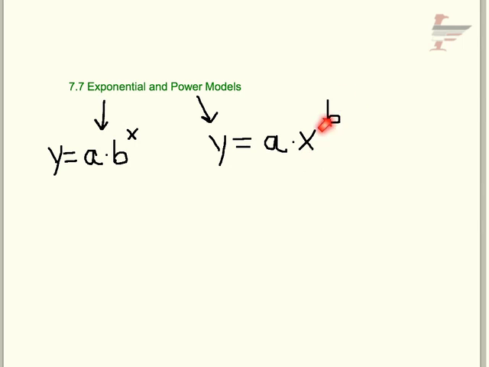So if b was 2, you'd have a nice quadratic function. If b was 3, you'd have a nice cubic function. But of course, b doesn't have to be a whole number. So it might be x to the 1.792, or it can be anything.